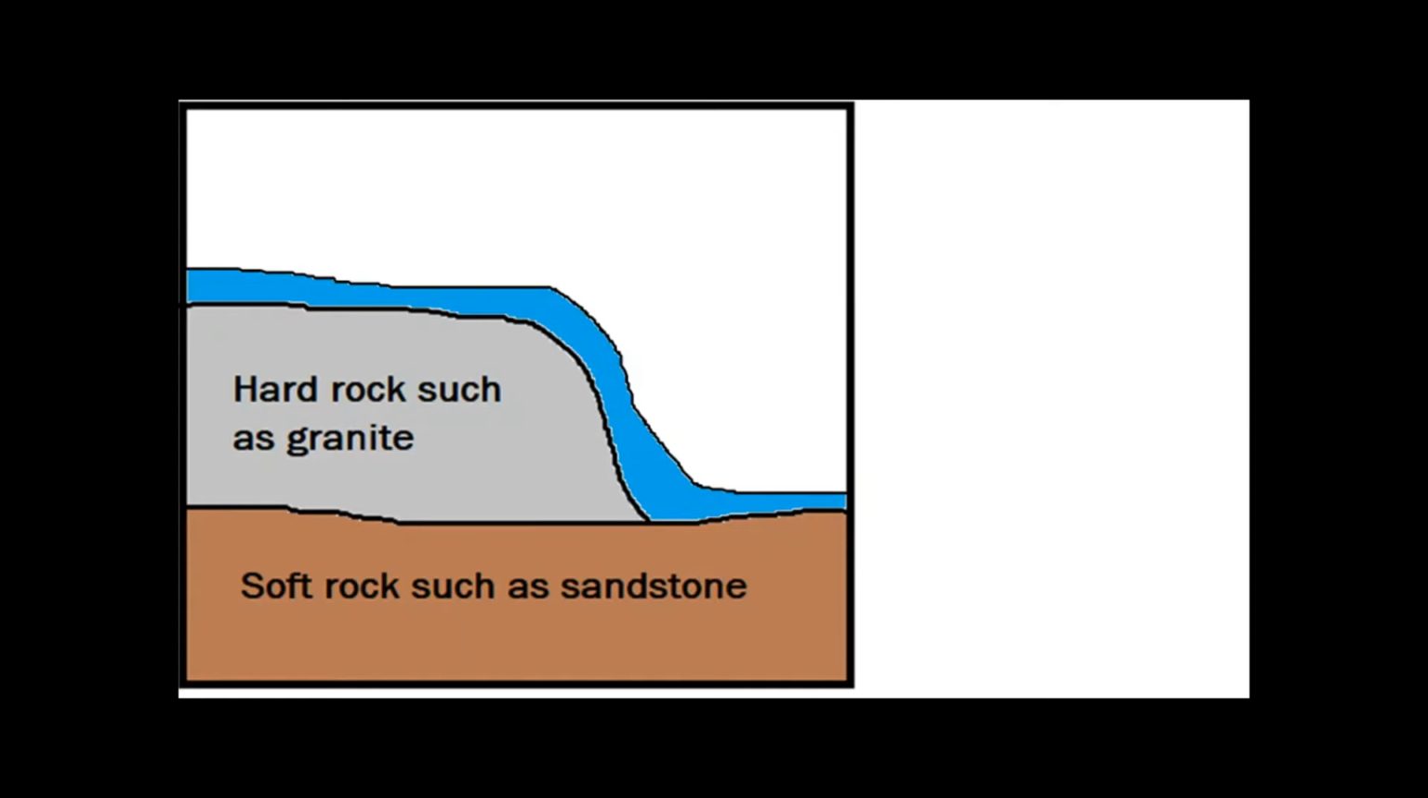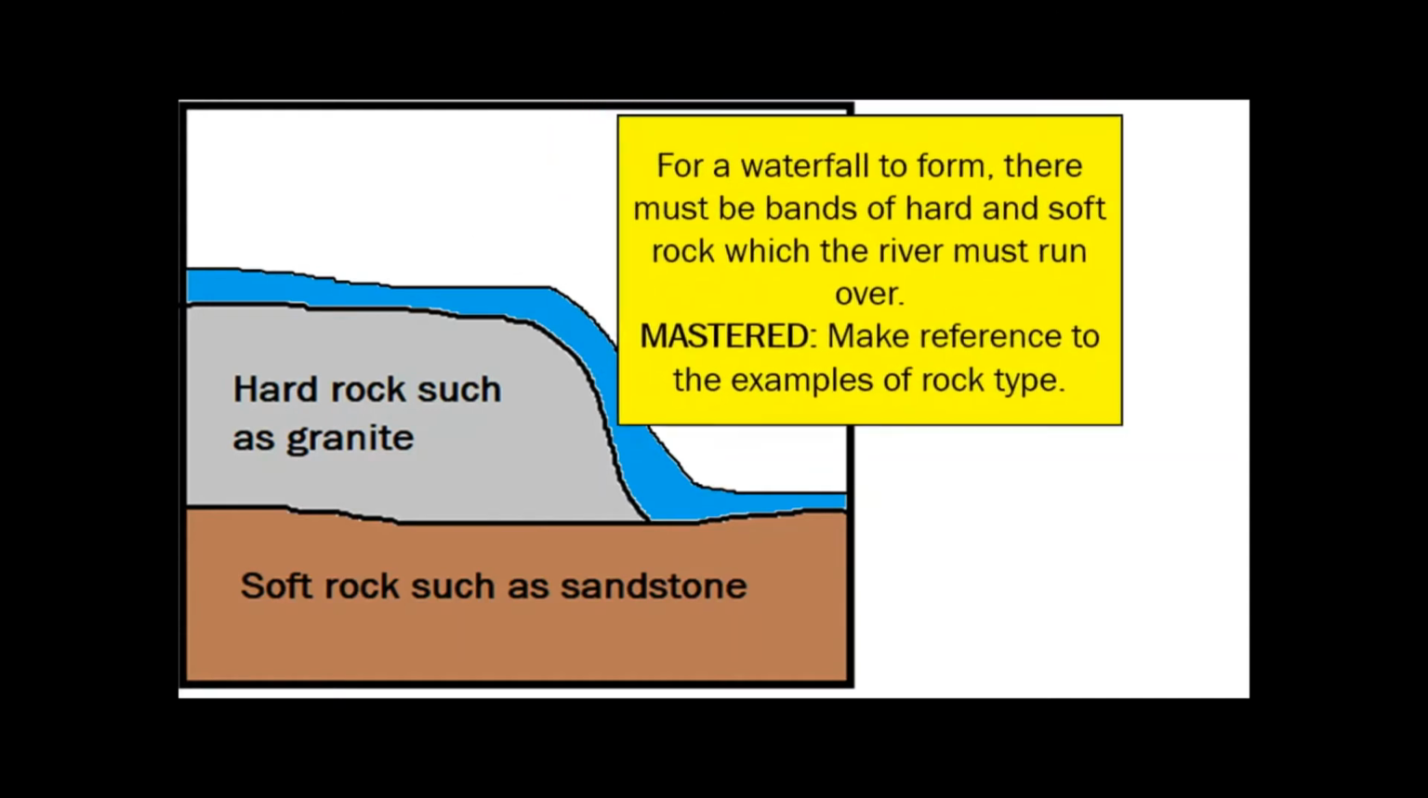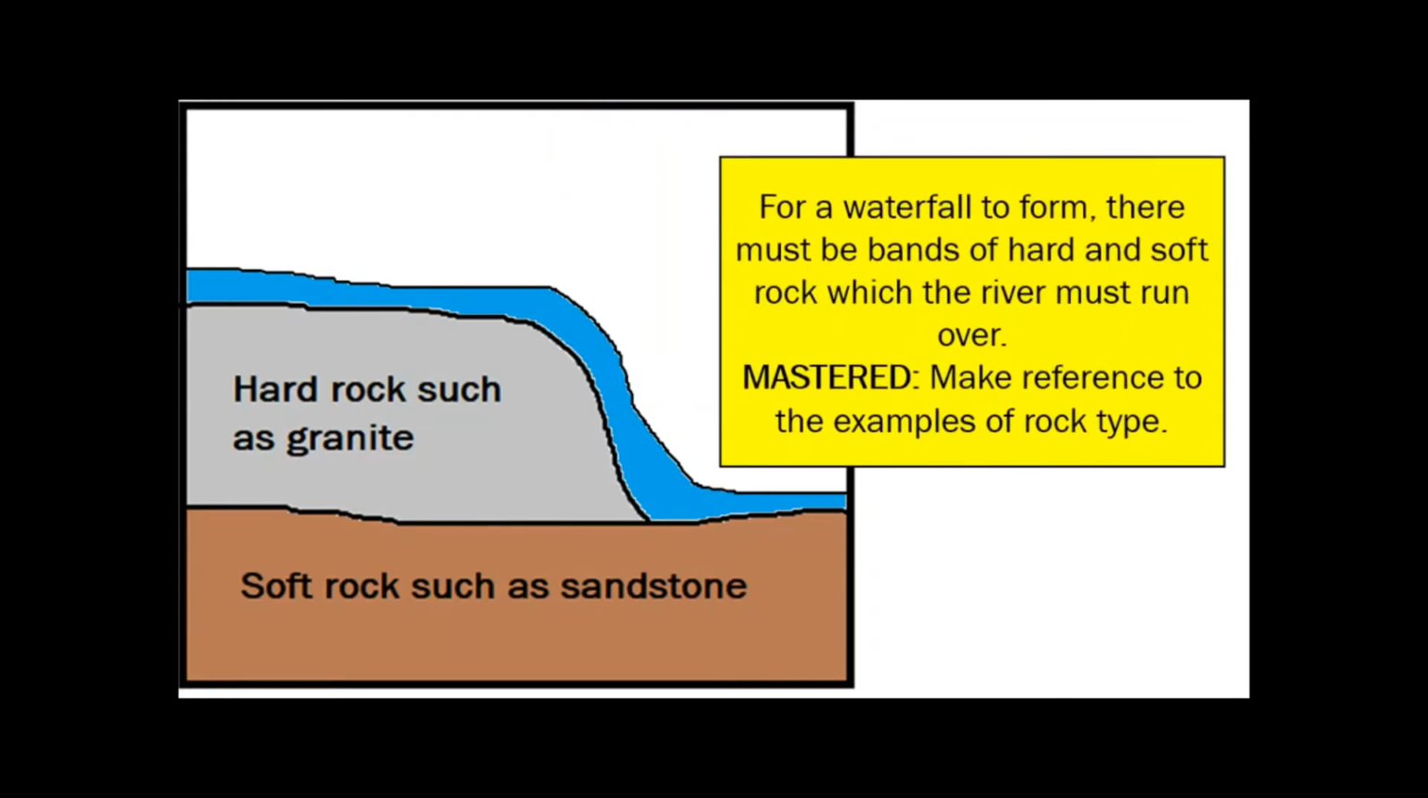So the prominent force of erosion that we see here is vertical erosion, where it erodes downwards because it is aided by gravity. For a waterfall to form, there has to be a layer of hard rock on top of a layer of soft rock. To be mastered, you have to be able to make reference to examples of the rock types. So if you were talking about it in an exam question, you would literally use the words hard rock such as granite, soft rock such as sandstone. So that's the first step.